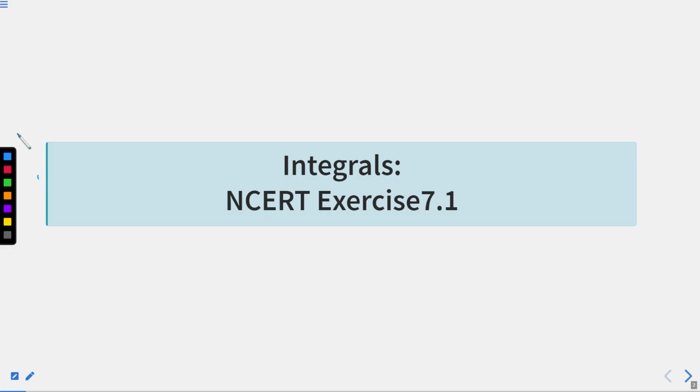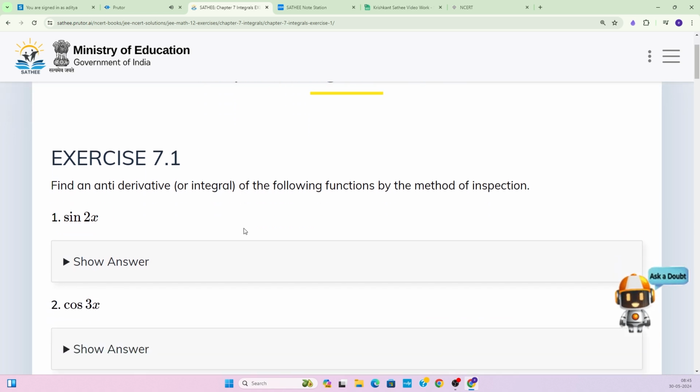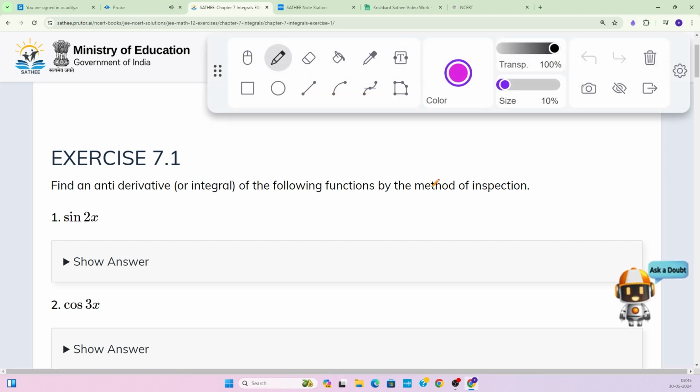In today's session, we will be seeing NCERT exercise 7.1 solutions. We have covered enough theory, and now we will solve NCERT exercise 7.1. Let's jump to our exercise. The first question of this 7.1 says that we have to find an antiderivative or integral of the following functions by the method of inspection.